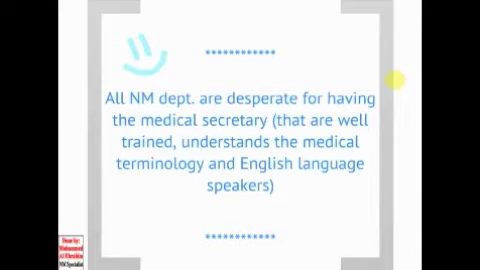Okay, we are in need of medical secretaries in our departments, and these medical secretaries should be well versed in the English language. They know how to use the computer, because our appointments are computer based, and they should know most medical terms. And of course, the medical secretaries are very important because they take a lot of the administrative work in our departments.